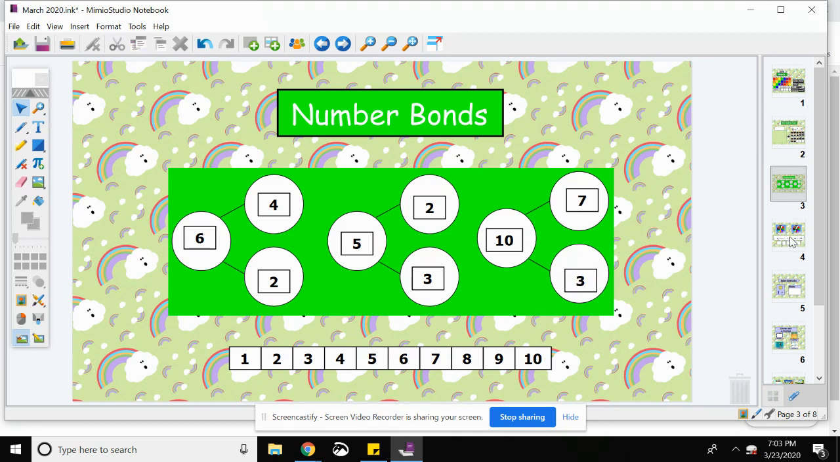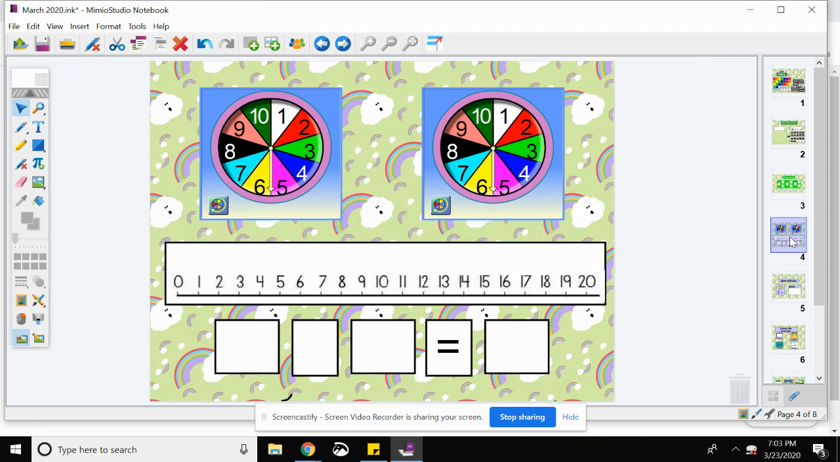Okay, we're moving along. We're on to our page with our spinner. So I'm going to spin the first one. Then I'm going to spin the second one. Ooh, I have a 6 and a 6. I think I'm going to do addition for these. So I'm going to grab out my pen and I'm going to say 6 plus, I need that plus sign, 6.